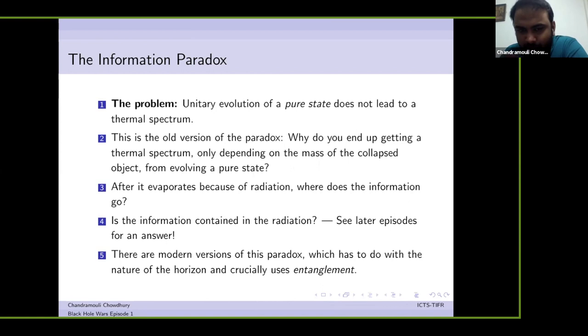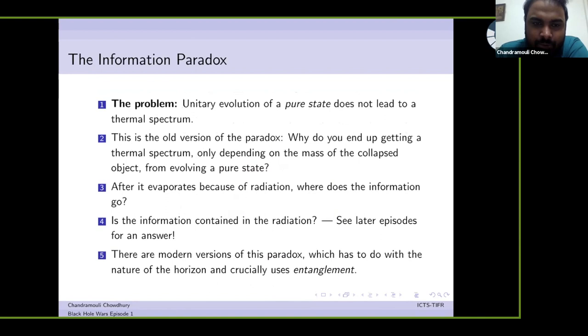Right, this is the old version of the paradox, and I should say that the present status of this question is that it can be answered. One can resolve this question by doing some slight modifications to the word exactly in here. One has to modify what they mean by the word exactly, and then one can actually try and understand how point two is resolved. But then there are more deeper questions.